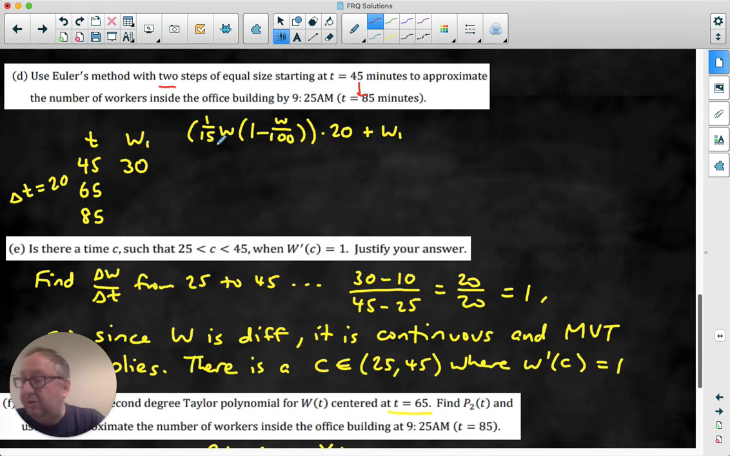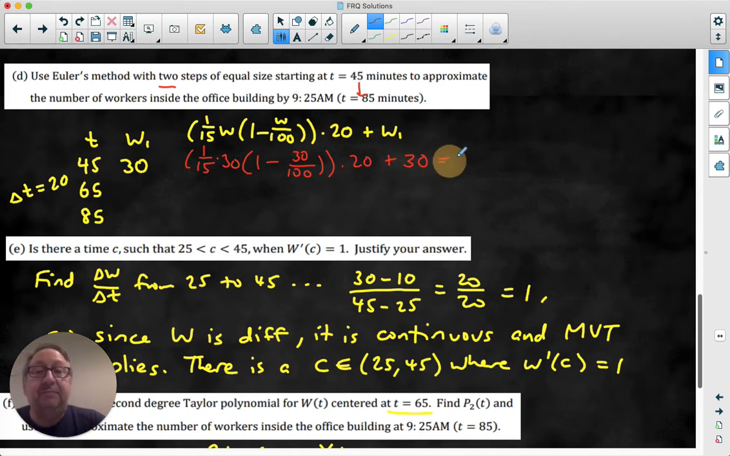Here it is. So this is just a matter of doing the evaluations. Initially, we're going to do, looks like 1/15 w is 30, 1 minus 30 over 100 times 20 plus the previous w value, which was 30. And when we do that evaluation, that gets us 58. So that 58 goes here as the new w value.